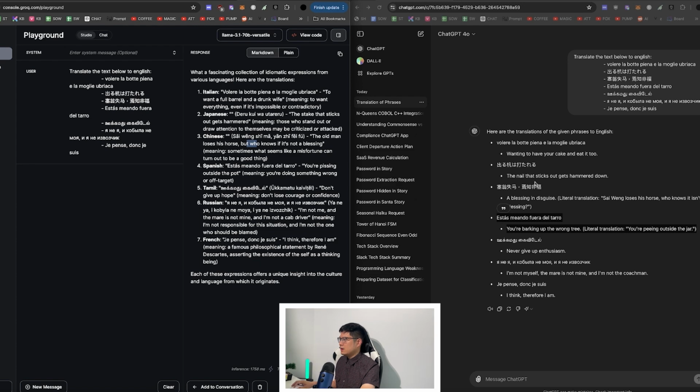And then for Japanese, it looks like this one got it correct, and in Italian. So that's pretty interesting. So it sounds like for translations, Llama 3.1 is better.